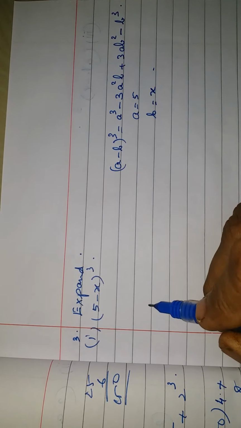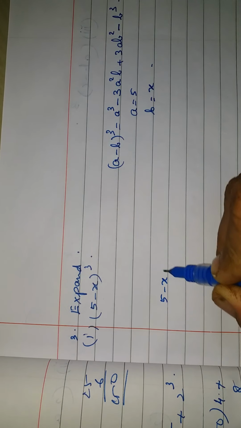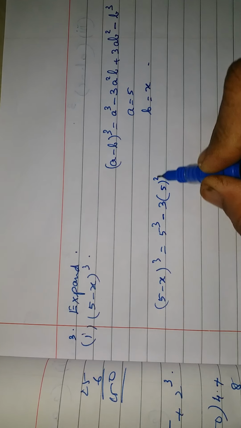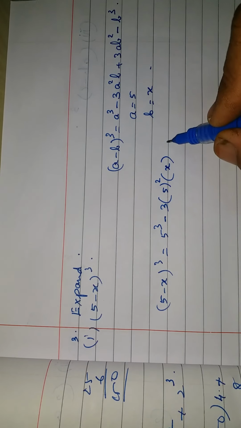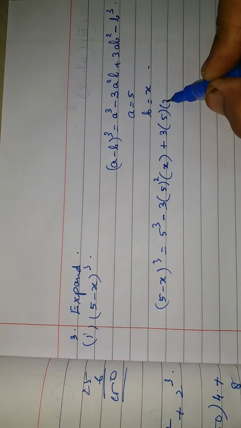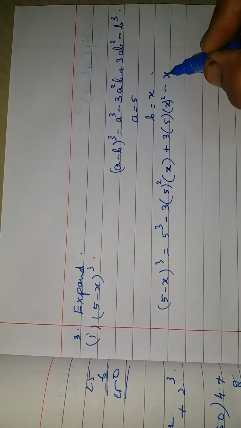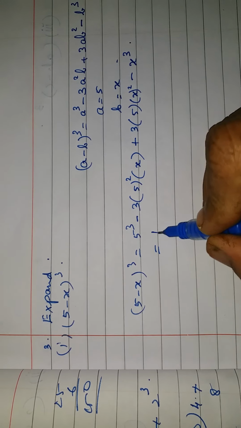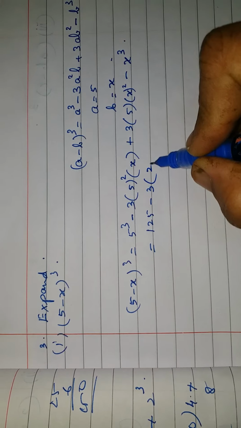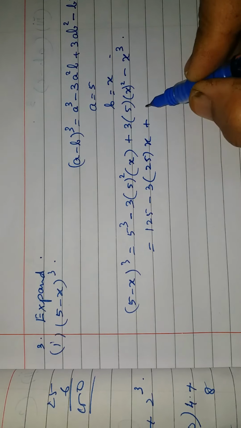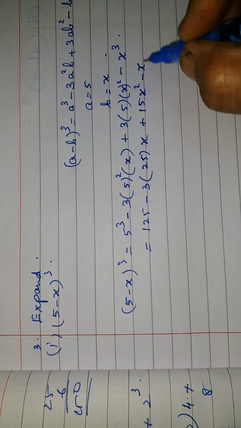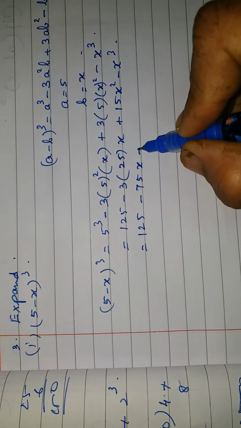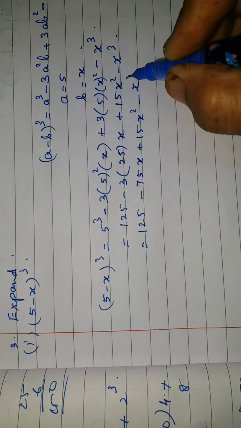So applying it, (5 − x) the whole cube is equal to 5 cube minus 3 into 5 square into x plus 3 into 5 into x square minus x cube. So it is equal to 5 5s are 25, 25 into 5 is 125, minus 3 into 25 into x plus 3 5s are 15x square minus x cube. So it is equal to 125 minus 75x plus 15x square minus x cube. So this is your answer.